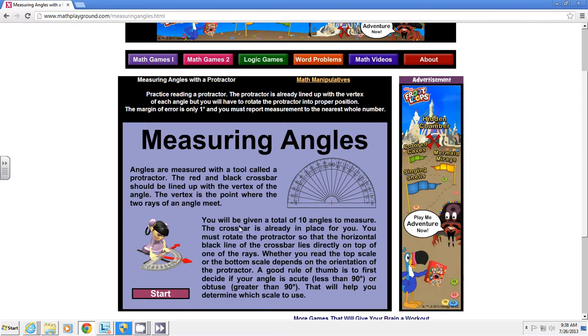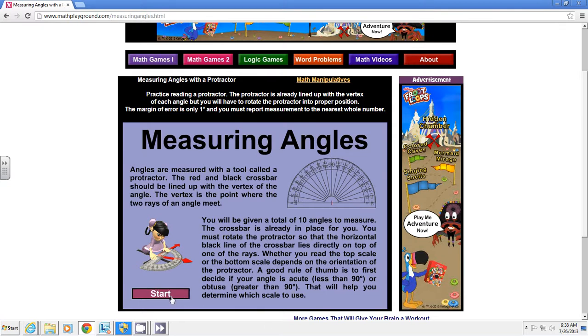a protractor. But one thing that I want to point out to you is that we want to line up our red and black crossbars with the vertex of the angle, where one of our rays is going to be on our line here and the other ray is going to be measuring our angle. A good rule of thumb is to first decide if your angle is acute, which means it's less than 90, or obtuse, which is greater than 90. And this will determine if we're going to use the smaller or the larger of the two numbers.